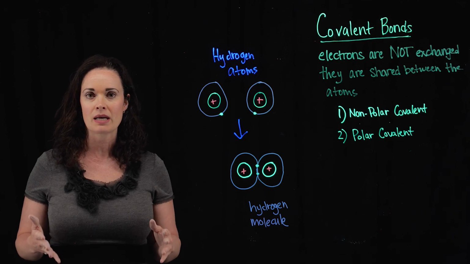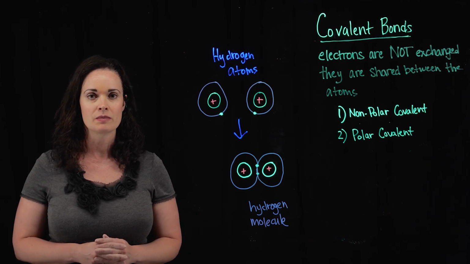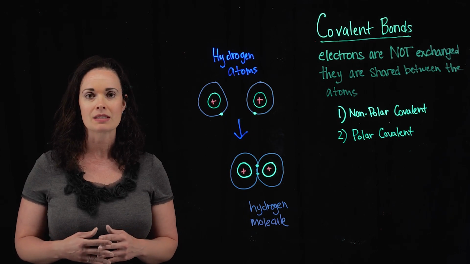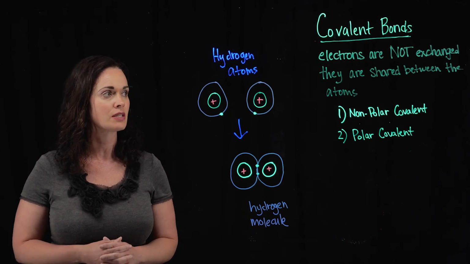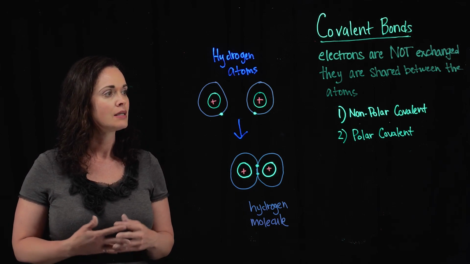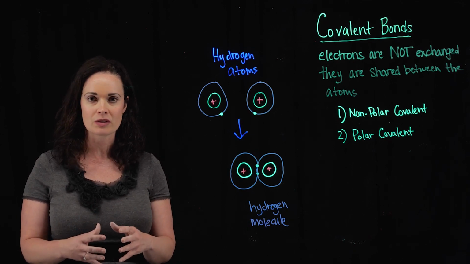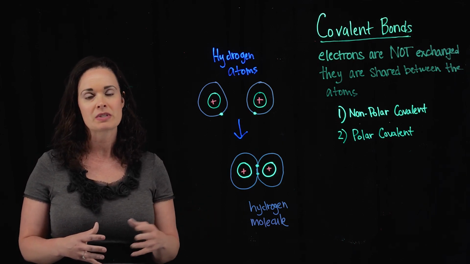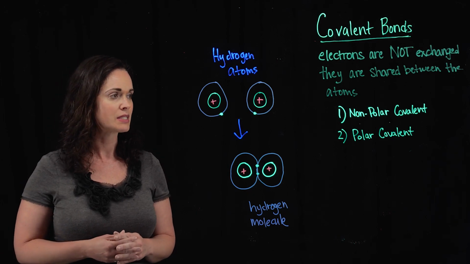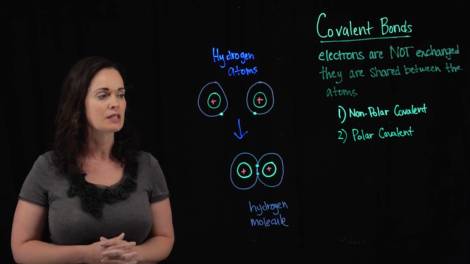A covalent bond is different from an ionic bond in that the electrons are not exchanged, but what we see happening instead is the atoms are actually going to share those electrons. There are a couple different subtypes of covalent bonds. In a nonpolar covalent bond, the electrons are shared absolutely equally. One has them 50% of the time, the other one has them 50% of the time. And that's the type of covalent bond that we're going to focus on with this video.